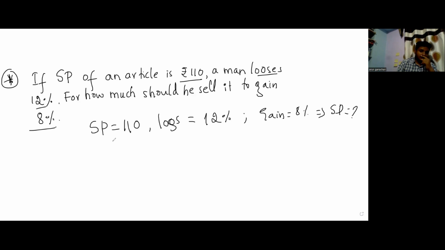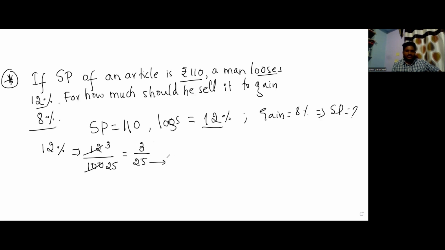Okay. So if this is the question, you have to do two transactions. What are the two transactions? First, we have to consider the 12% loss. What can your 12% be written as in fractions? It can be written as 12 upon 100. Yes or no? Getting this? What is 12 upon 100? 4 3s are 12, 4 25s are 100. So 12% is nothing but 3 by 25.